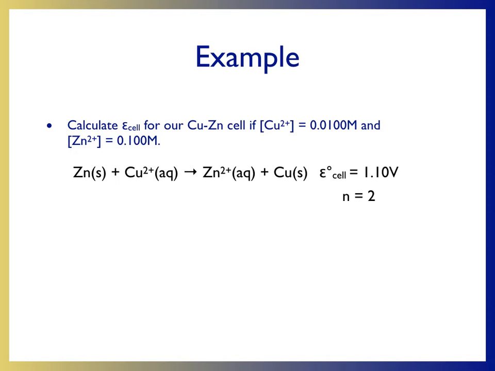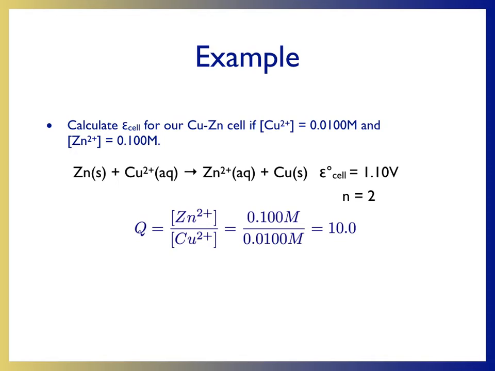We are now ready to calculate the reaction quotient. The reaction quotient will equal the ratio between the zinc 2 plus concentration and the copper 2 plus concentration. If we plug in the given concentrations, we get that Q is equal to 10.